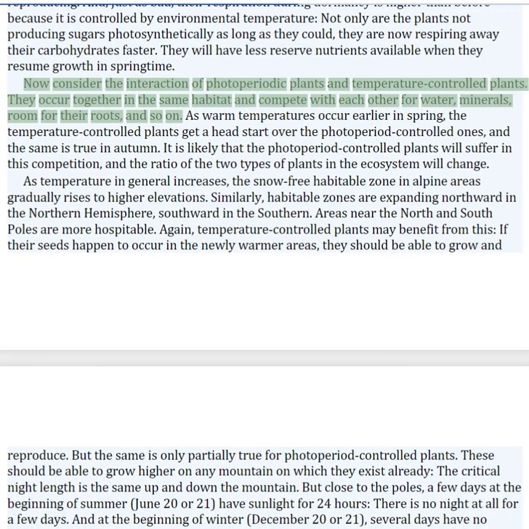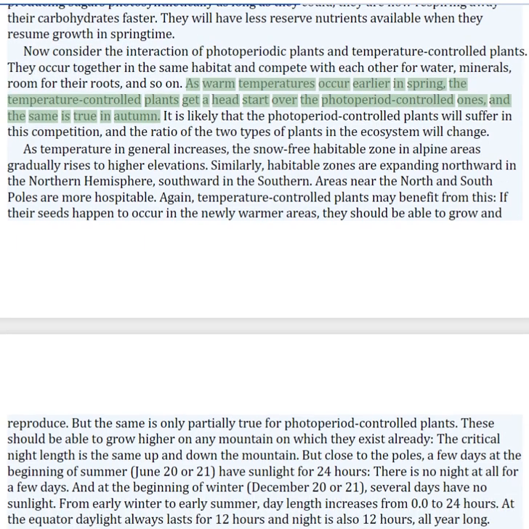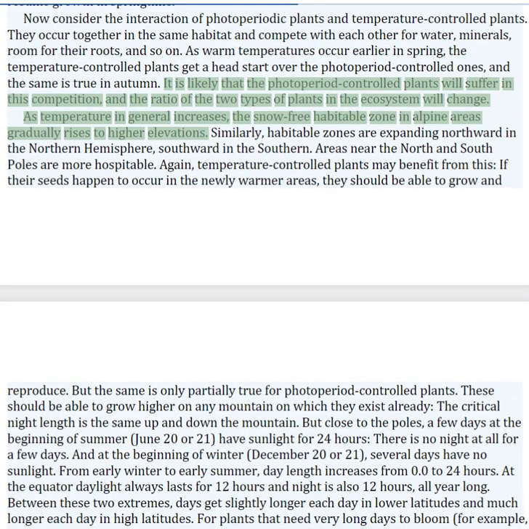Now consider the interaction of photoperiodic plants and temperature-controlled plants. They occur together in the same habitat and compete with each other for water, minerals, room for their roots, and so on. As warm temperatures occur earlier in spring, the temperature-controlled plants get a head start over the photoperiod-controlled ones, and the same is true in autumn. It is likely that the photoperiod-controlled plants will suffer in this competition, and the ratio of the two types of plants in the ecosystem will change.